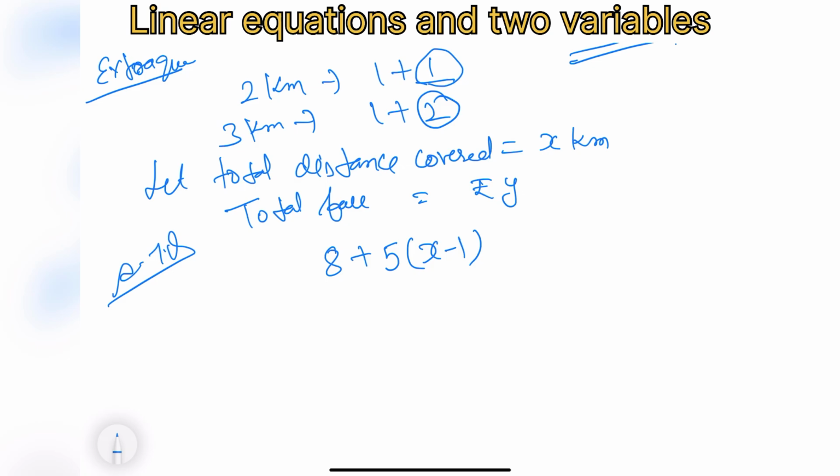Because for the first kilometer we have already paid rupees 8, and this becomes the total fare. That means y is equal to, because we consider the total fare as rupees y. For example, suppose we had to go 2 kilometers, that means 1 kilometer plus 1 kilometer. For 1 kilometer, 8 rupees is fixed, and for the next kilometer we have to pay 5 rupees, so that means a total of 13 rupees.